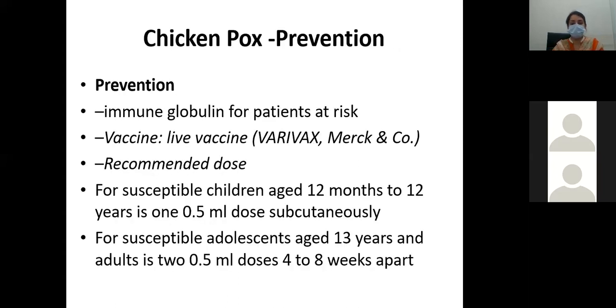Okay, next is chickenpox prevention. Prevention can be immune globulin for patients at risk, and there can be a vaccine. It is a live vaccine, and the recommended dose for susceptible children aged 12 months to 12 years is 0.5 ml subcutaneously, and for susceptible adolescents aged 13 years and adults it is 0.5 ml doses 4 to 8 weeks apart.